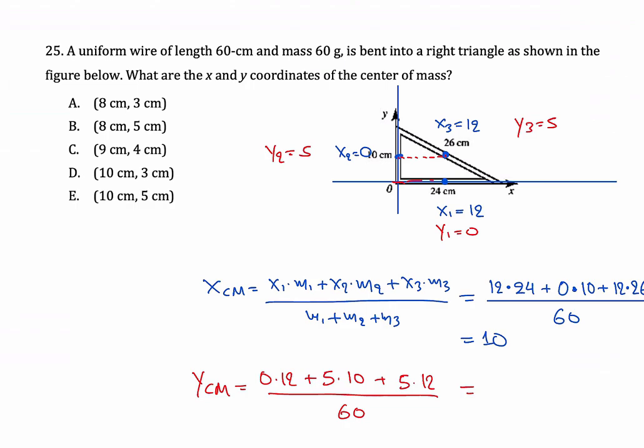I think maybe I made a mistake in the calculation. The y1 is 0, but the m1 is not 12, it is 24. I made a mistake in my calculations, excuse me for that. So 24, this doesn't make a difference, but because it is 0. 5 times 10 is correct, but the last part is not 5 times 12, it is 5 times the length, which is 26. So 5 times 26 plus 50, and then divide by 60, the result is 3. So the best option is D.